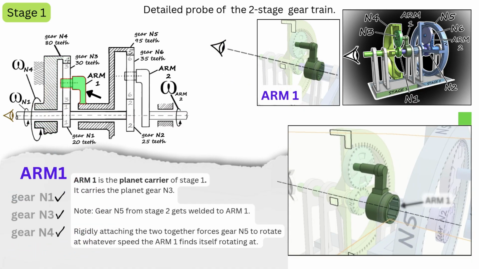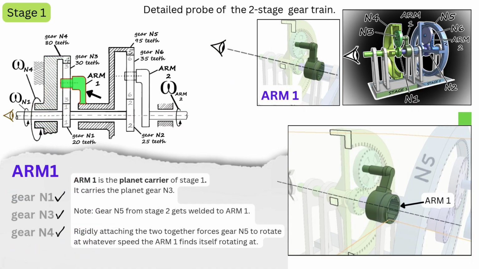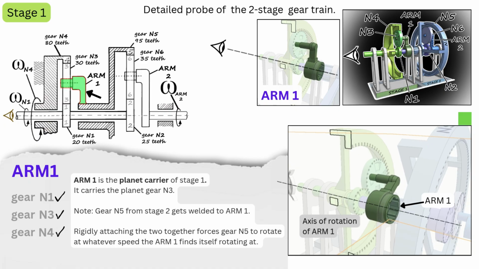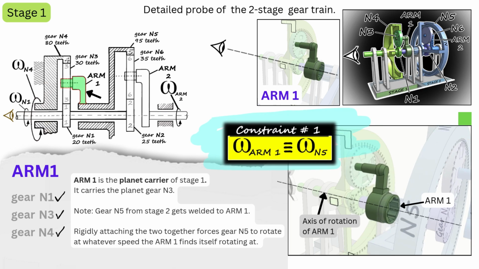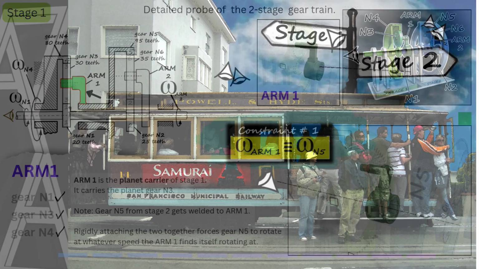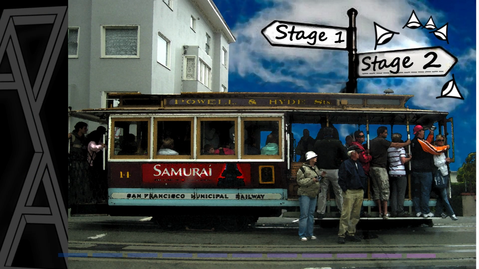ARM1 is the planet carrier of stage 1. It carries the planet gear N3. Gear N5 from stage 2 gets welded to ARM1. Doing so forces gear N5 to rotate at whatever speed the ARM1 finds itself rotating at. Stage 1 is done. Now we look at stage 2, starting with gear N5.